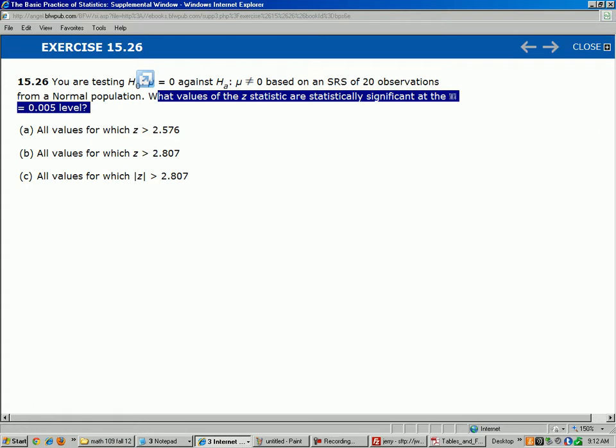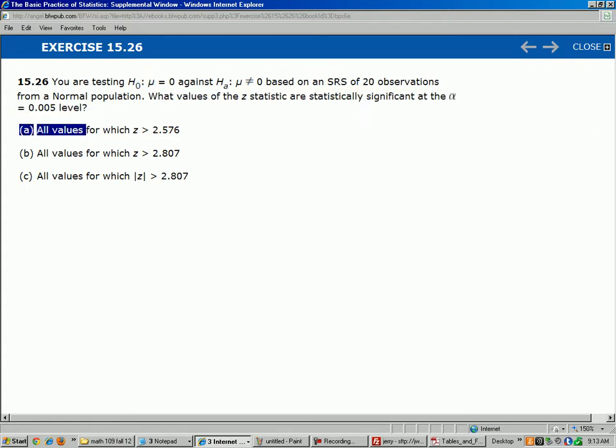Okay, so option A, all values for which z is greater than 2.576. No, 2.81 is what we're looking for, so that's not it. Okay, B, all values for which z is greater than 2.807. Well, 2.807, if you round off, is 2.81. But that's only for positive numbers. So it's closer, but it's not quite right, because z could be negative 2.81 or 2.807, and that would work as well. So B is close, but not quite.